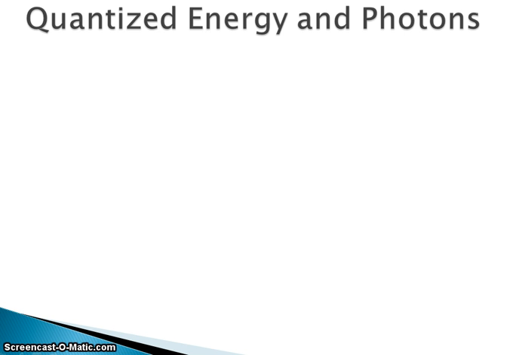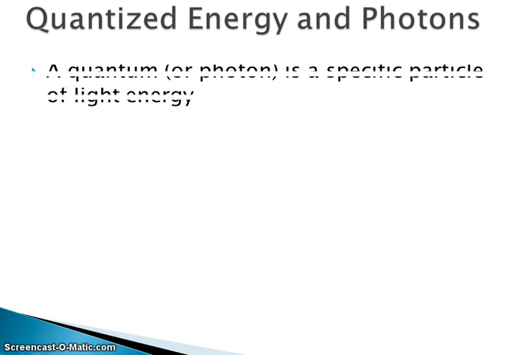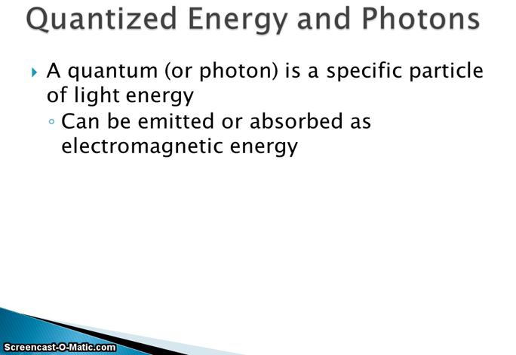Quantized energy and photons. A quantum or a photon is a specific particle of light energy. And it can be emitted or absorbed as electromagnetic radiation. And our eyes would perceive that electromagnetic radiation as different colors.